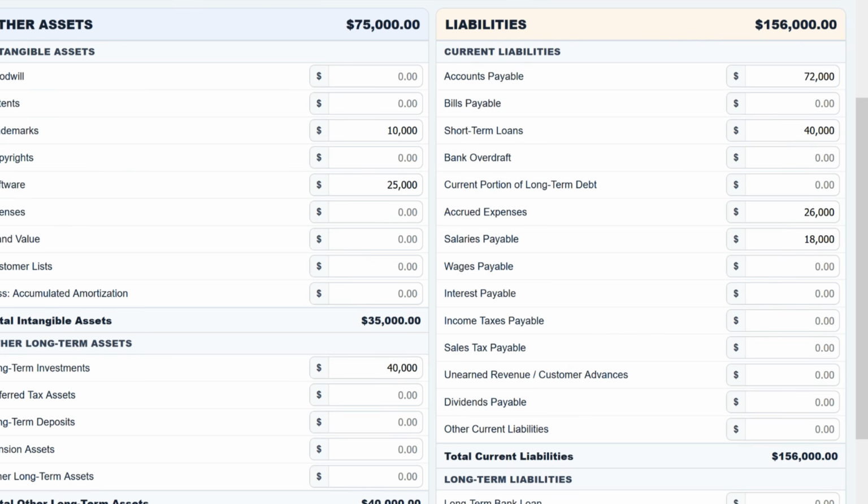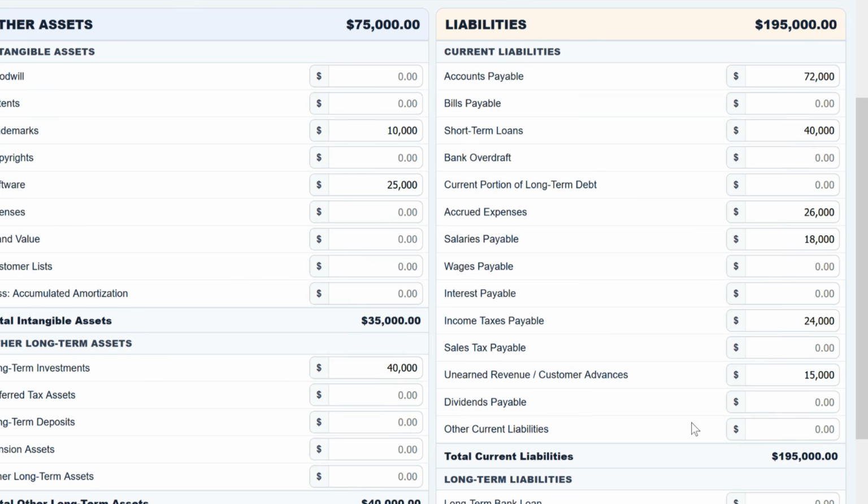The company also reports income taxes payable of $24,000. This amount represents taxes already owed to government authorities but not yet paid. Finally, we see unearned revenue or customer advances, totaling $15,000. This represents money customers have already paid before the company delivers products or services.